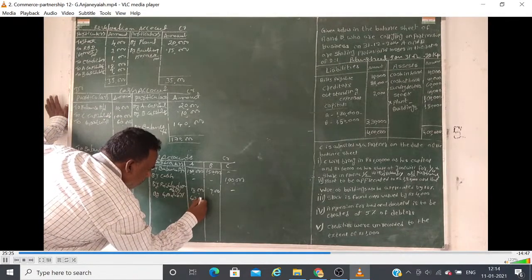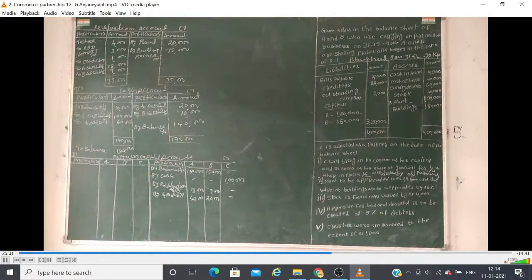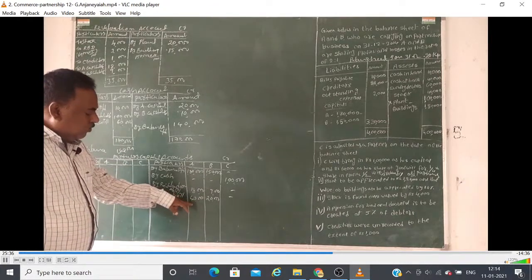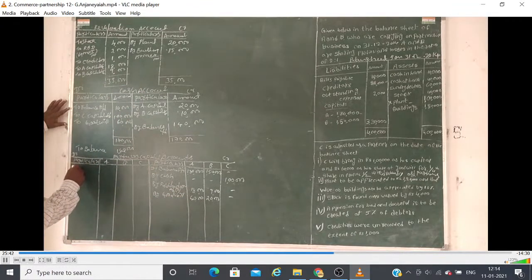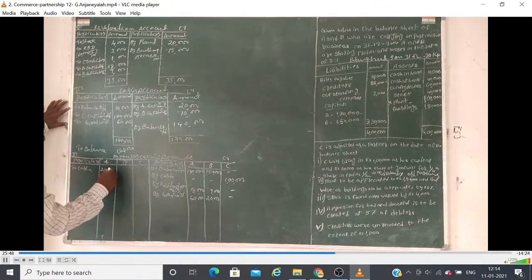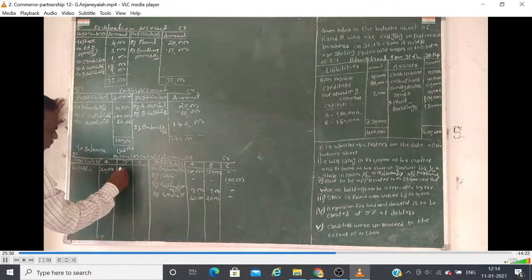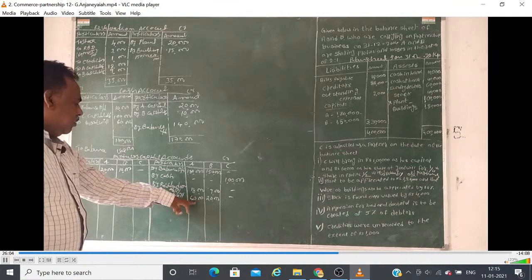Now we would like to find out the capital account balances. Balance in the capital accounts: C 1 lakh, B 1,79,000, A 2,38,000. Carry forward to debit side.